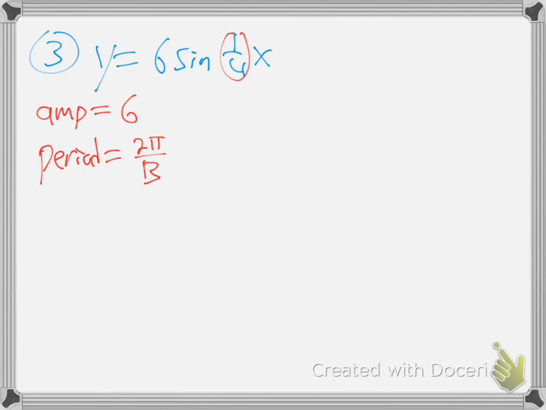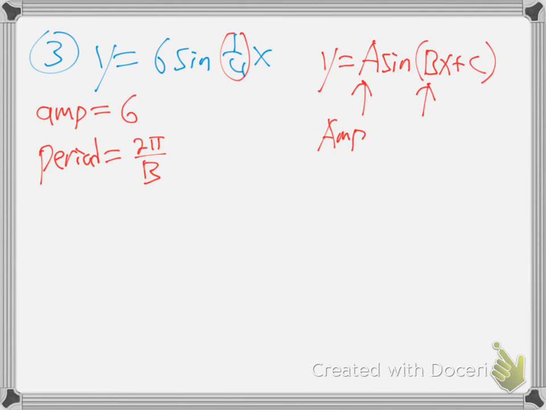So here's the general equation for sine: a sine bx plus c. I'm just going to write out a general template. The a is the number in the front, that's the amplitude. The b is the number multiplied by x, that's the 1/4. The c is the number added. We don't have a c, so c is 0 on ours. We won't do that until next week.